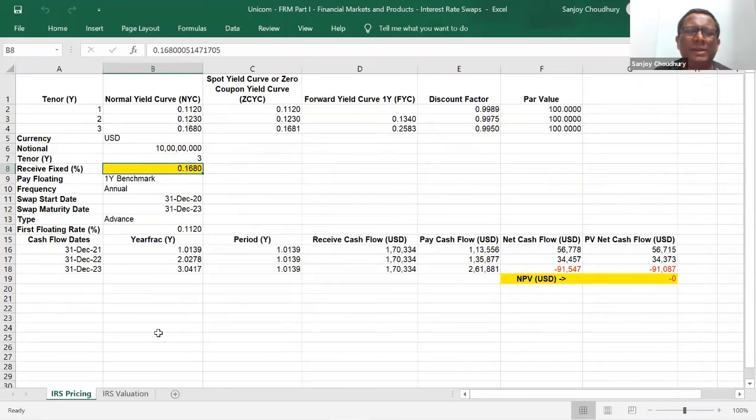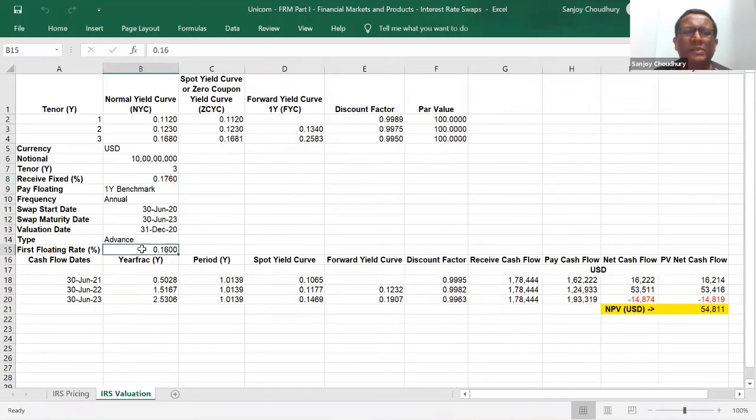So the yields have typically come down. The 1-year rate was also 0.1600 and is now 0.1120 as of 31st December. So generally speaking, the interest rates have come down, and this counterparty is essentially receiving fixed and paying floating, the 1-year benchmark. If they're paying floating, and the interest rates have come down, you expect a positive MTM, and that's what is seen in our calculation also: a positive MTM of 54,811 USD. So the same things are there.